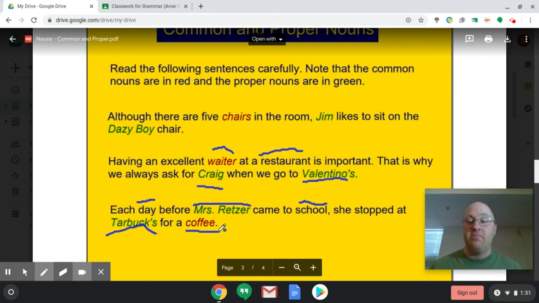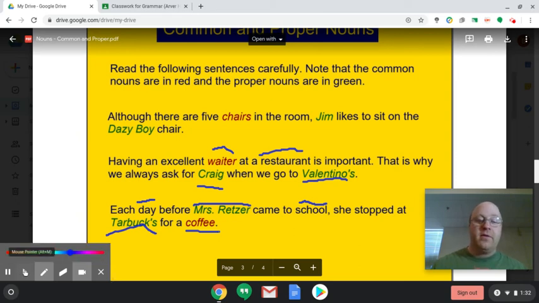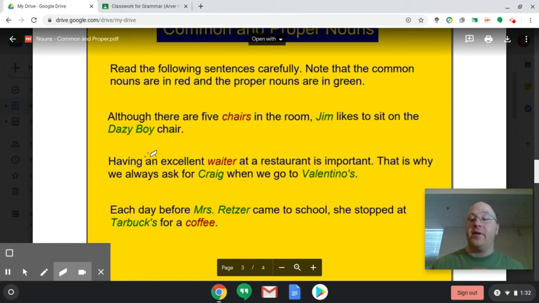And coffee, that's a common noun because it's, I just got an email. That's what that noise was. My apologies. Coffee is a common noun, just a regular old thing. So again, make sure that you are capitalizing proper nouns. And the only time you capitalize a common noun is at the beginning of a sentence.